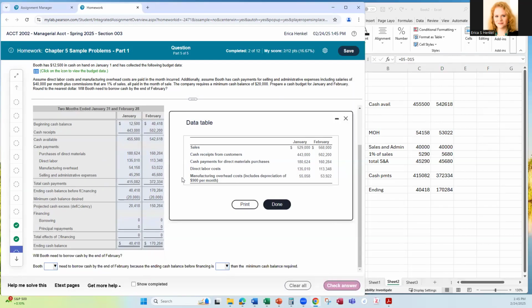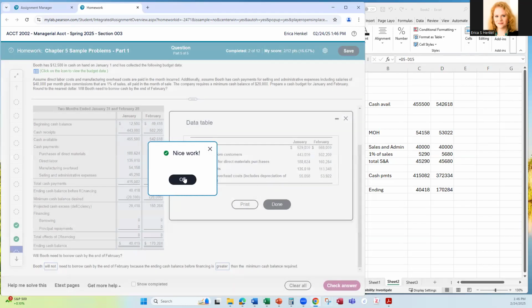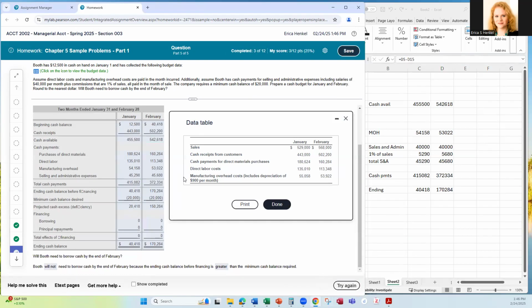And they're saying, okay, will they need to borrow cash by the end of February? They will not, because their ending cash balance before financing is greater than their minimum cash balance required. So if this balance here was lower, like if it was 0 or less, then they would need to borrow in order to make up for that. And then we would need to also examine, like, hey, what did they say about our repayment plans for that too? Okay. And that is it for the sample problem part 1.